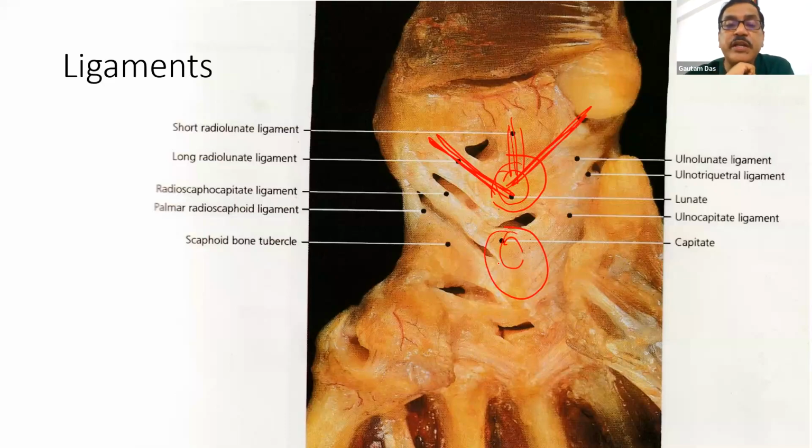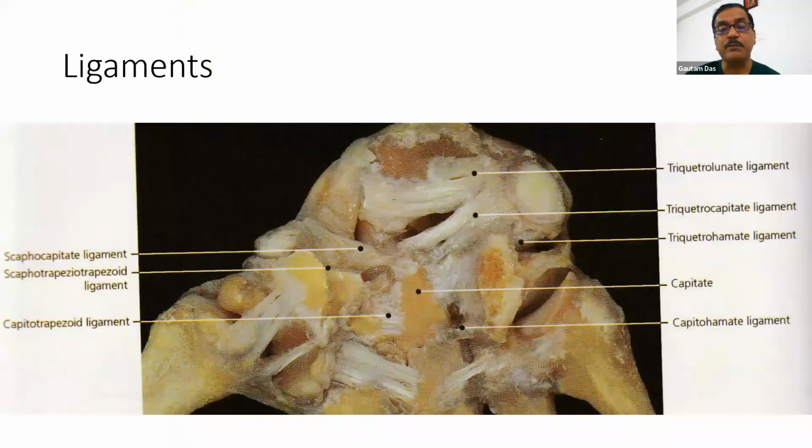This is your radioscaphocapitate, and this is your ulnocapitate. These are the larger V. And apart from that, as we discussed earlier, between all the carpal bones, there are the intrinsic ligaments. So these are the different intrinsic ligaments between the different carpal bones.